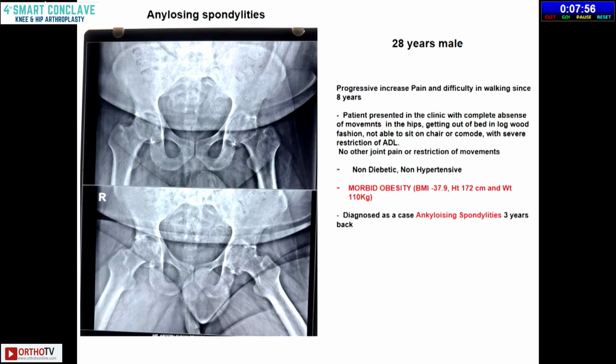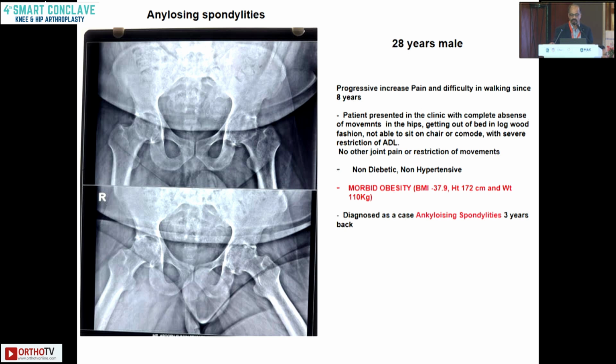So this is a 28-year-old male who had come with a progressive increase in pain over the last 8 years. When he came to us, he had a complete absence of movements of the hip, and he was getting out of the bed in a logroll fashion and was not able to sit anywhere, not even on the commode, with severe restrictions of activities of daily living. No other joint pains were there, non-diabetic, non-hypertensive.